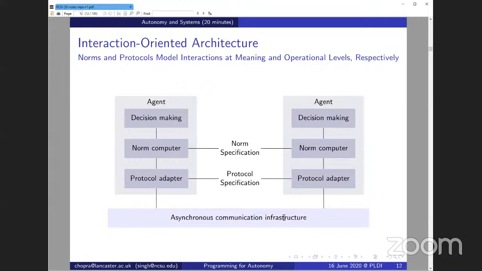So the thinking we have is that we're talking about an interaction orientation. We're separating what's inside the agent, the internal decision making of the agent, from how the interactions take place. The way we imagine it is that at the bottom there's some sort of a communication infrastructure. We assume it to be asynchronous, and we don't assume it to be anything restricted. All we're saying is, if you send a message, will it eventually arrive? We can assume for now that it's reliable and that the messages eventually arrive, but that's not a hard assumption of the approach.